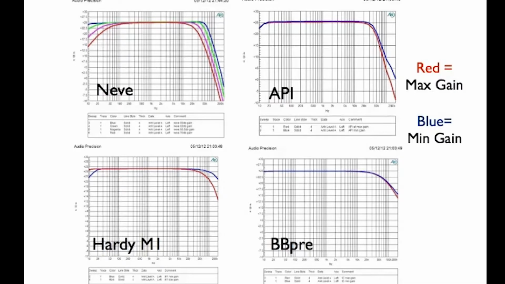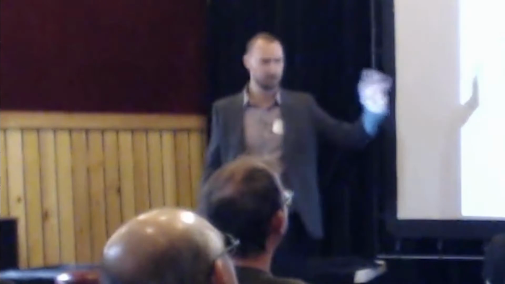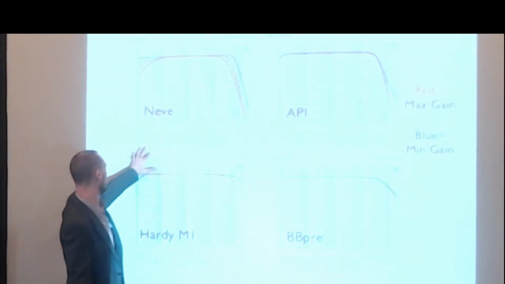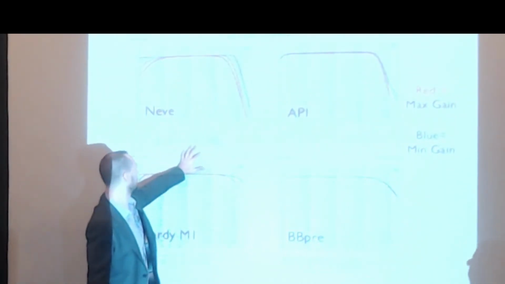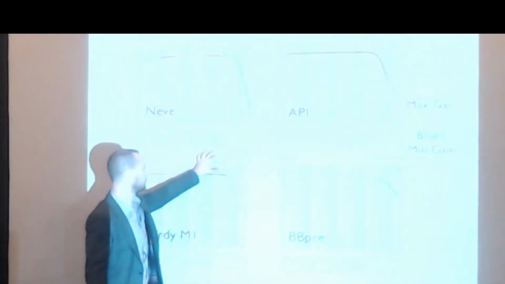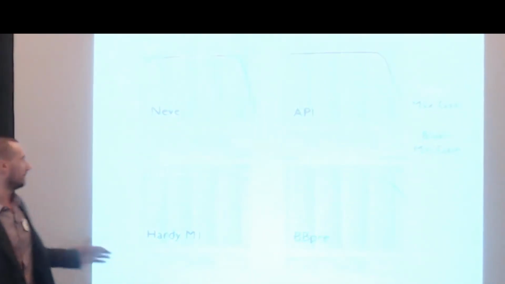Great. And here's some examples of that. I think my brother kind of stole some of these from me, but we could see some measurements made of Neve, API, Hardy, and BB Pre, which is basically an old instrumentation amplifier style design that we did several years ago, at minimum and maximum gain. The Neve actually, because of the way the gain is done, doesn't change until the last few high gain positions.